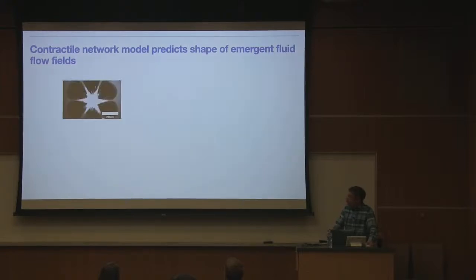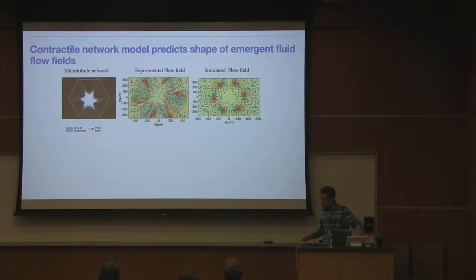So I'll just show you this. Here's a hexagon network. As that network contracts, it forms those arms I told you about. And what we can do using our contractile network model is compute the forces on the corners of this hexagon using the mathematical model. And then we can transfer these forces to the fluid.